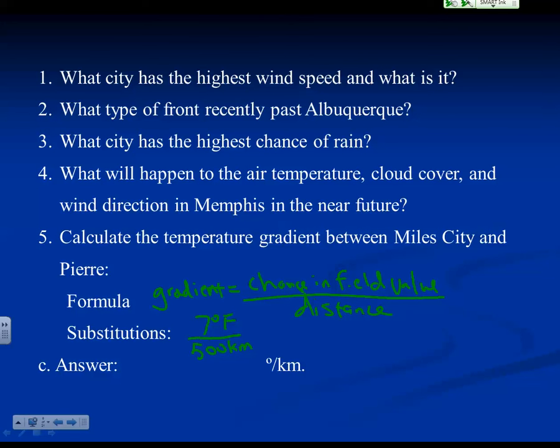kilometers. Kind of strange here that we're mixing units between English and metric. I don't really like to do that, but that's what the numbers are in, so we're going to do that anyways. And when we divide this out, 7 divided by 500 gives us a very small number, but it is the answer, 0.014. And once again, we have degrees per kilometer. So there's the units. Don't forget to use correct units.